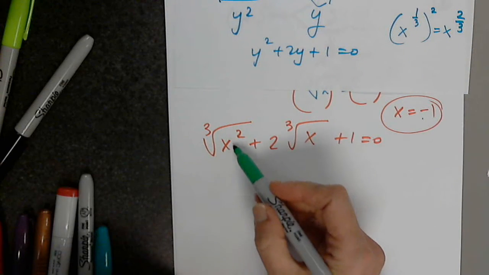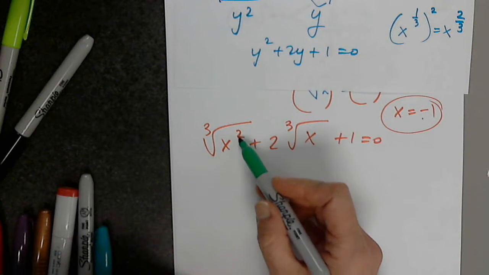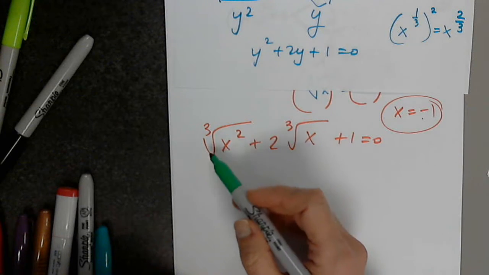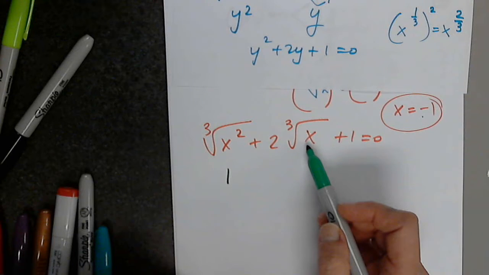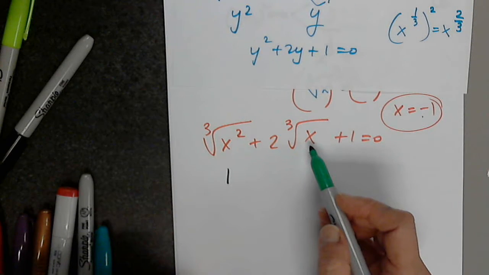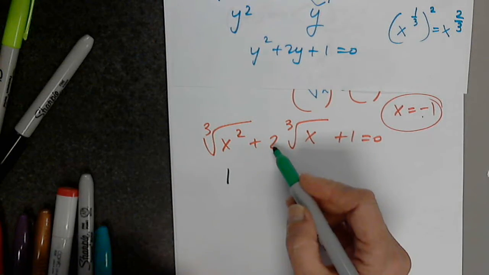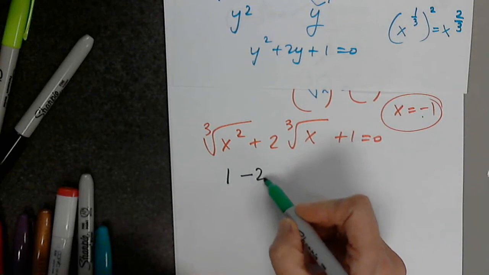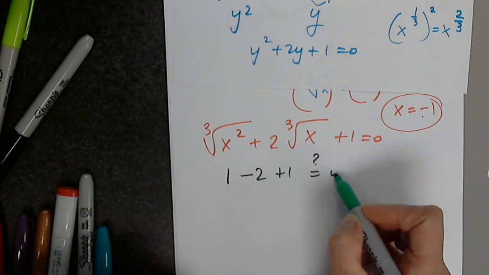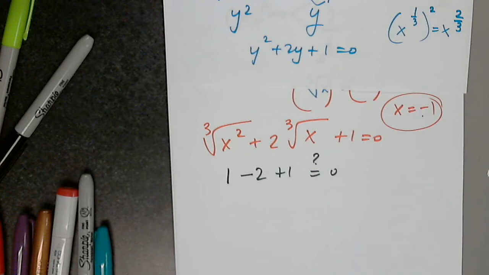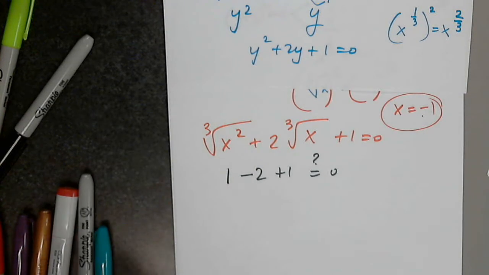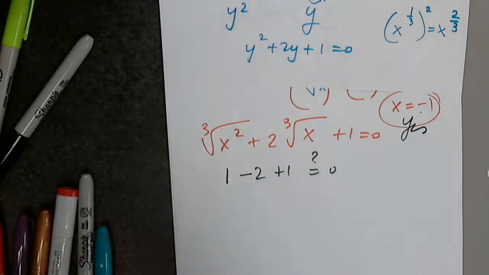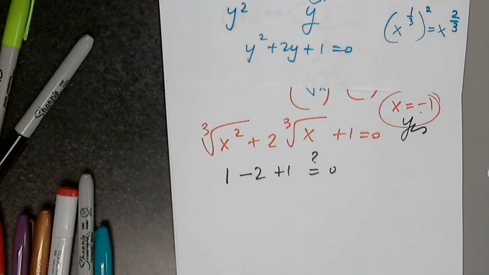When I plug in negative 1 here and I square it, what do I get? Negative 1 squared. 1. The cube root of 1? 1. When I plug in negative 1 here, the cube root of negative 1 is negative 1 times 2. Does it equal 0? This is negative, this is 1, this is negative 2, and this is 1. Does this equal 0? Yes. Good.